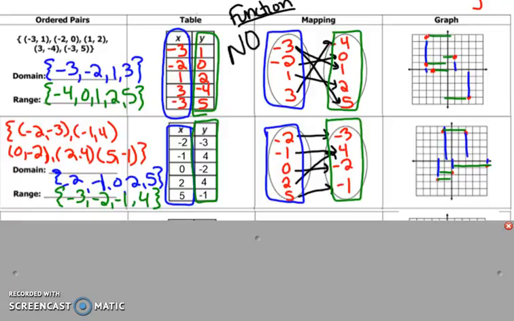If we look at the second one, whether I look at my mapping, there's not 2 arrows coming off any number. If I look at my table, there's no repeats. And if I look at my graph, it passes the vertical line test. So in this case, this is a function.